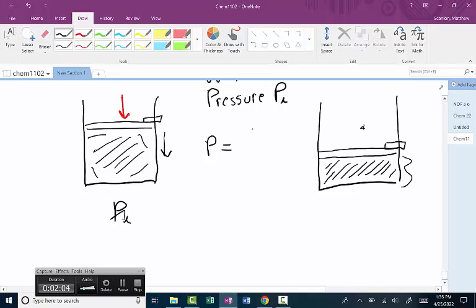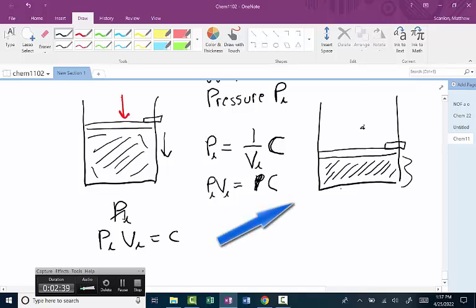What we see overall is as we increase the pressure, the volume decreases. This is called inversely proportional. P is equal to 1 over V times some constant C. If I multiply both sides by volume, I get PV equals a constant. I'm going to call this P initial, V initial. So on my left side I have P initial times V initial equals a constant.